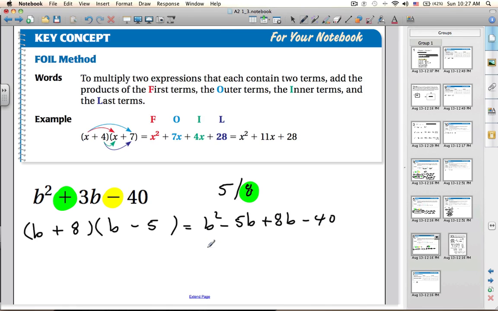And now we'll check to see if these combine to make my middle term. Minus 5 plus 8, that's plus 3b, minus 40. Okay, yeah, this is exactly the same. So that checks out. This is my solution.